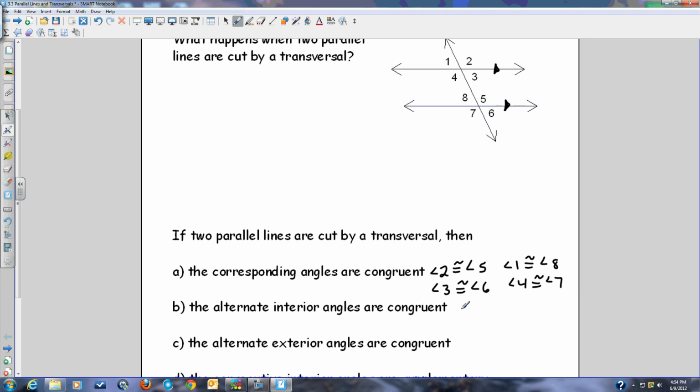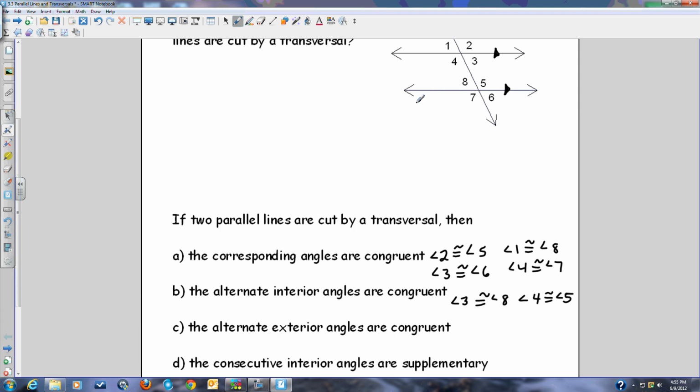The alternate interior angles would be congruent. Well, alternate interior angles would be angle 3 and angle 8. They would be congruent. And angle 4 would be congruent to angle 5. Alternate exterior angles in this diagram would be angle 1 and angle 6, which are congruent, and angle 2 and angle 7.